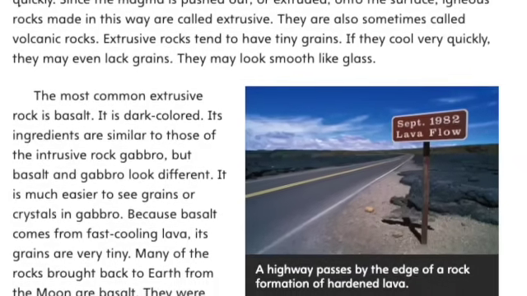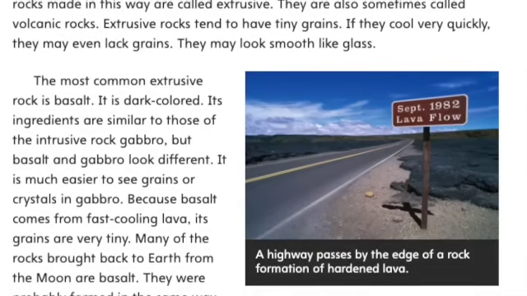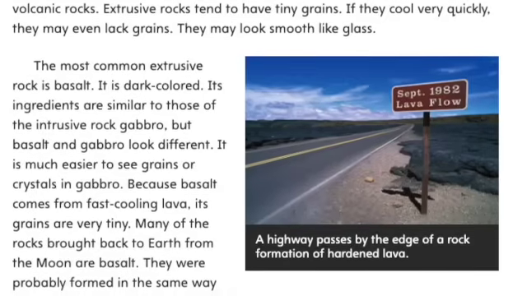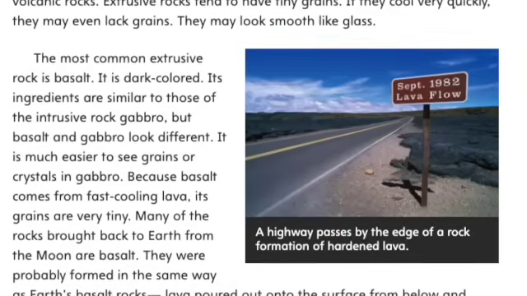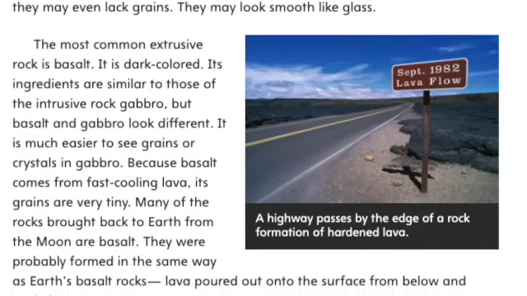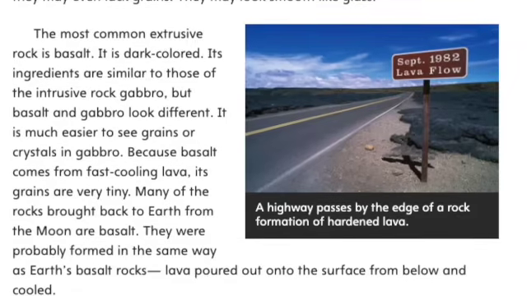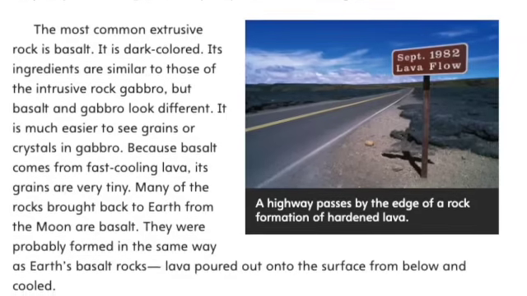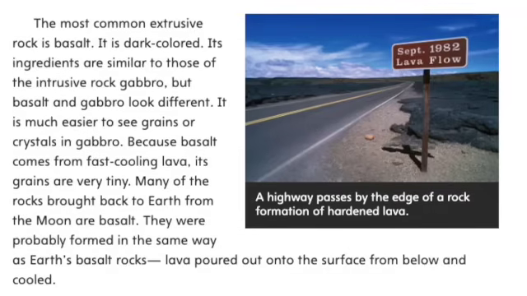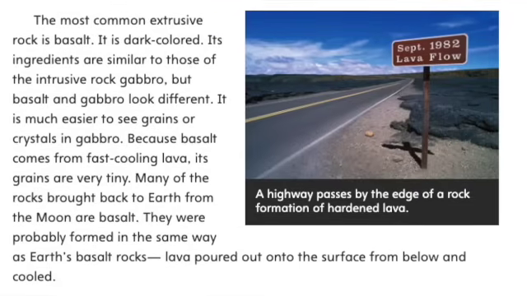It is dark colored. Its ingredients are similar to those of the intrusive rock gabbro, but basalt and gabbro look different. It is much easier to see grains or crystals in gabbro. Because basalt comes from fast-cooling lava, its grains are very tiny. Many of the rocks brought back to Earth from the Moon are basalt. They were probably formed in the same way as Earth's basalt rocks. Lava poured out onto the surface from below and cooled. A highway passes by the edge of a rock formation of hardened lava.